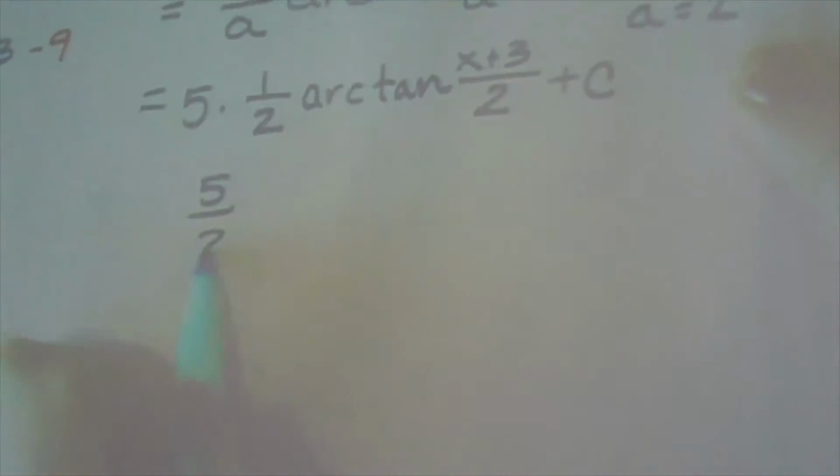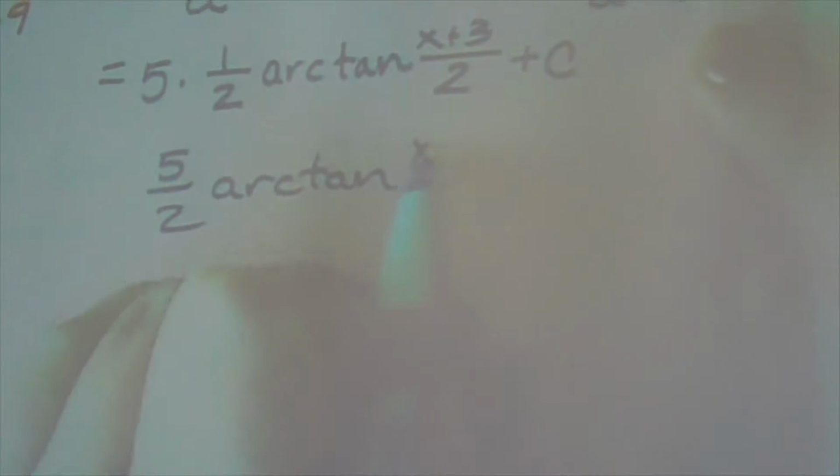Or 5 halves arctan. Why am I talking over people?